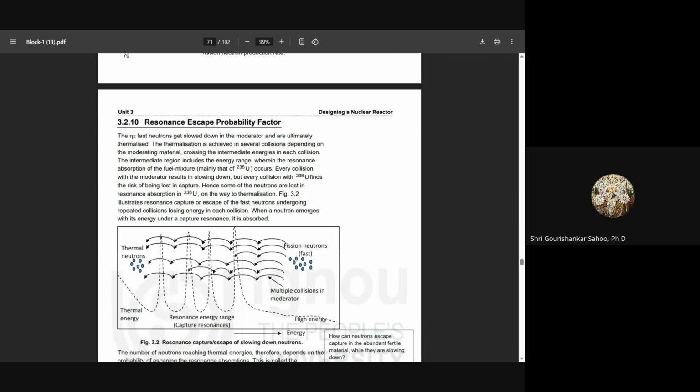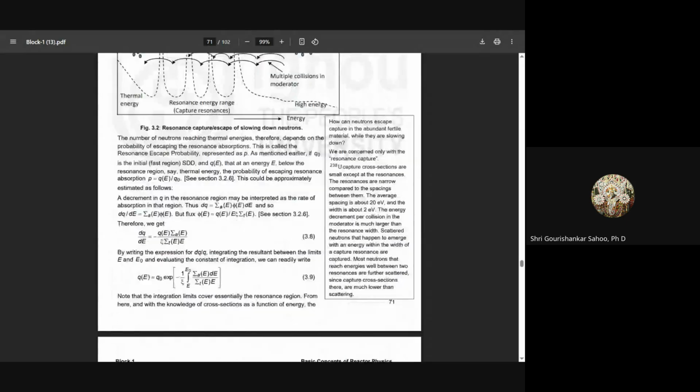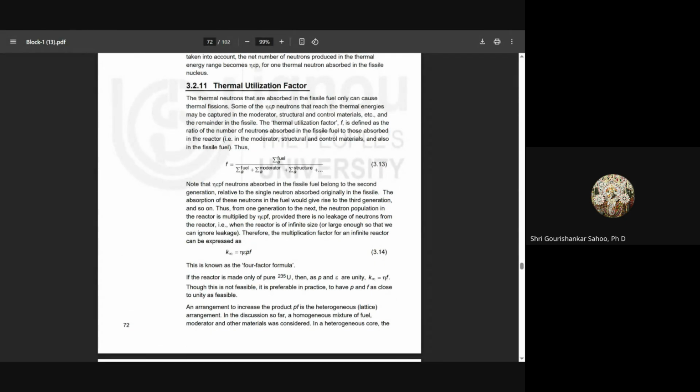So on the way through thermalization, there is resonance capture or escape of the fast neutrons undergoing repeated collisions, losing energy in each collision. When the neutron emerges with its energy under the capture resonance, it is absorbed. And then your thermal utilization factor. The thermal neutrons that are absorbed in the fissile fuel only can cause thermal fission, and your thermal utilization factor f can be evaluated using the formula sigma fuel A divided by sigma fuel A plus sigma moderator A plus sigma structure A plus so on and so forth.